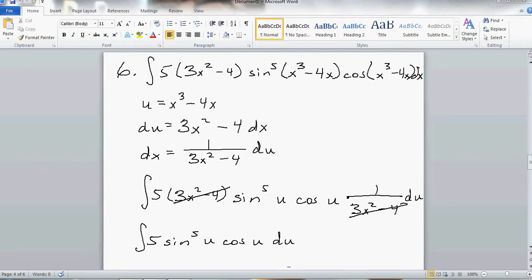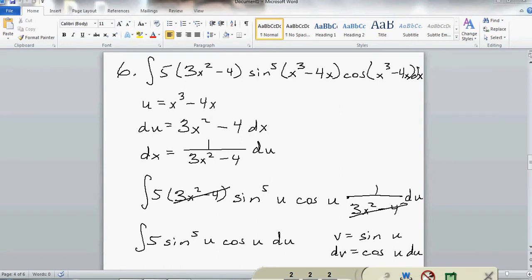Now we look at it. What's the most complex part? The most complex part is sine to the 5th of u. The innermost function there is sine of u. So I'm going to let v equal sine of u. dv would equal the cosine of u du, and then immediately solving for du, du would equal 1 over cosine of u dv. So let's see what we get there.